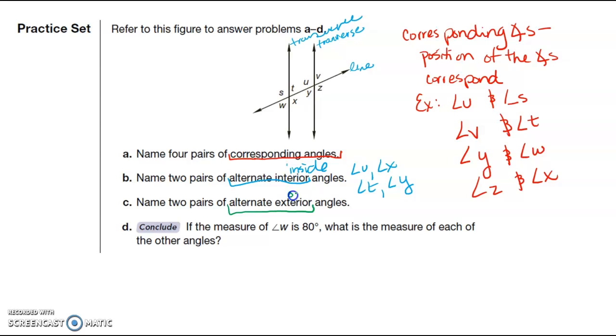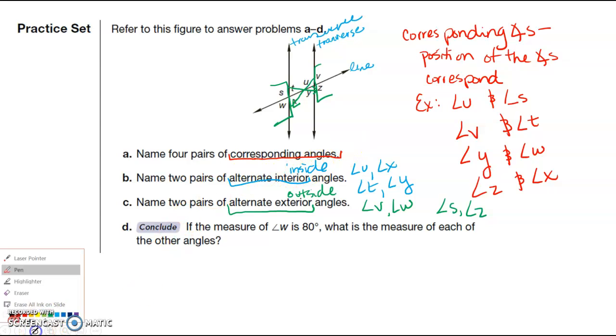So alternate exterior is outside. So that means it's outside of the box. So these two and these two. So let's see. And if they're alternate, it has to be on the opposite side of the line, right? So angle V and angle W and angle S and angle Z. Okay. Stay with me. We're almost done. So we've done 3 different types of angles. Corresponding angles, alternate interior, alternate exterior.